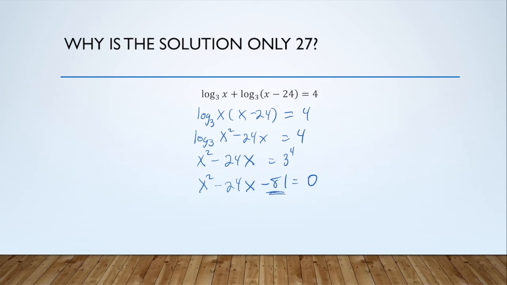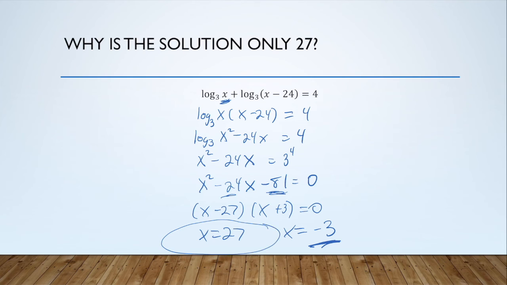Now I can solve this. I can say, okay, what are some factors of negative 81 that add up to negative 24? And that's going to be negative 27 and positive 3. So I have that x equals 27 or x equals negative 3. But because we cannot take the logarithm of a negative number, right, our only possible solution to this equation would be x equals 27. I hope this helped clarify some things about logarithms of 0, 1, and negative numbers.